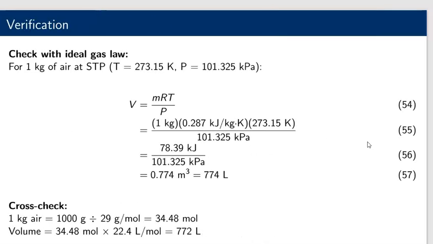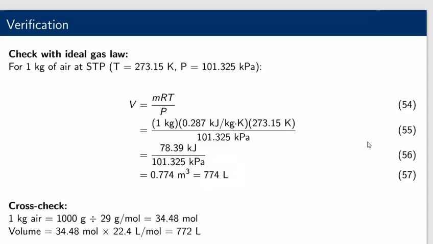Now let's check the ideal gas law. For 1 kg of air at STP, at T equal to 273.15 Kelvin and P equal to 101.325 kilopascal, PV is equal to mRT. So V is mRT by P. We plug in m as 1 kg and R as 0.287 kilojoule per kg Kelvin. Putting everything in, we get V as 77.4 liter.